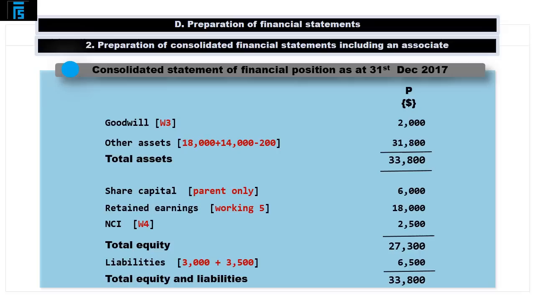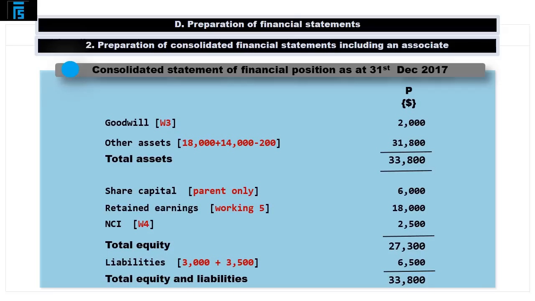Next, we have other assets, which equal the sum of the two values coming from the books of P and S, but also reflect a deduction of €200 to eliminate the unrealized profit element included in the carrying amount of S's inventory, which brings the total to €31,800, resulting in overall assets of €33,800.